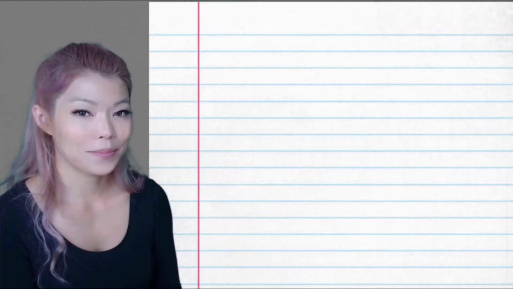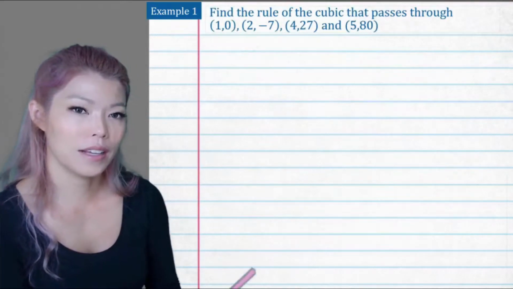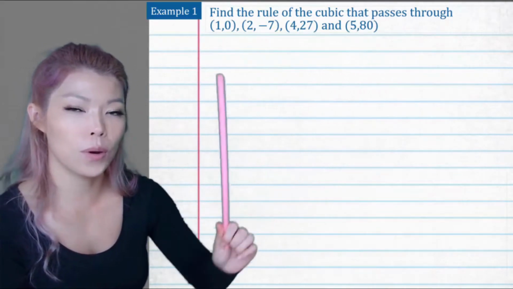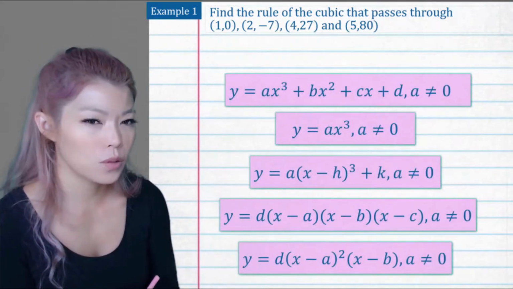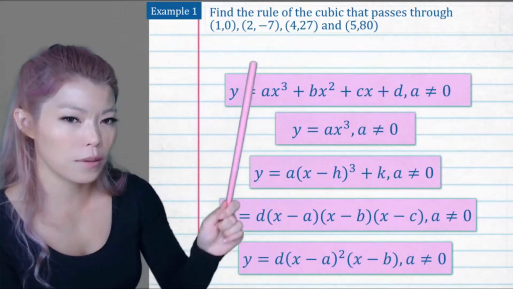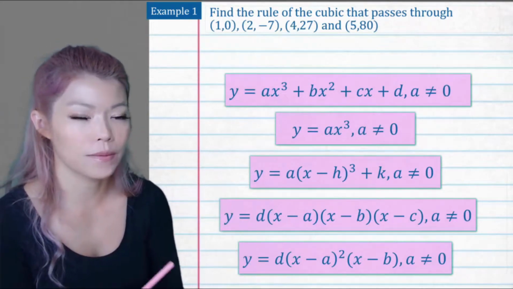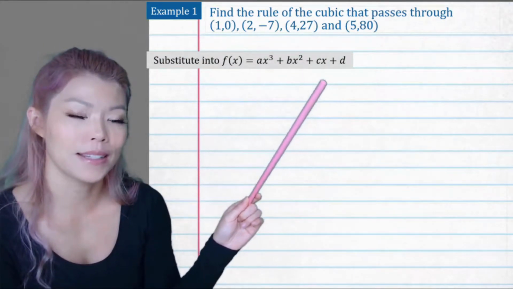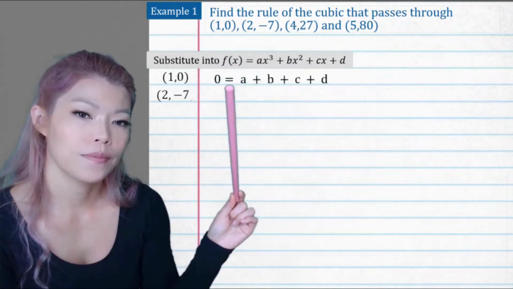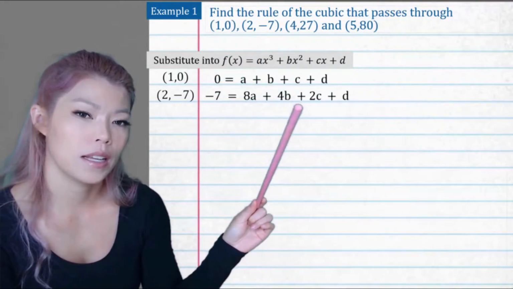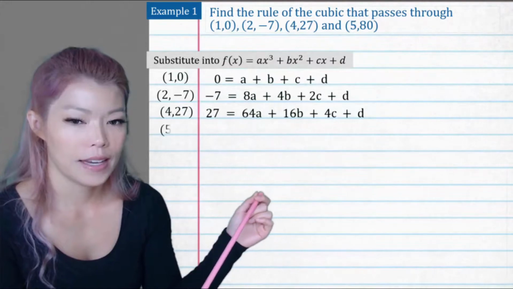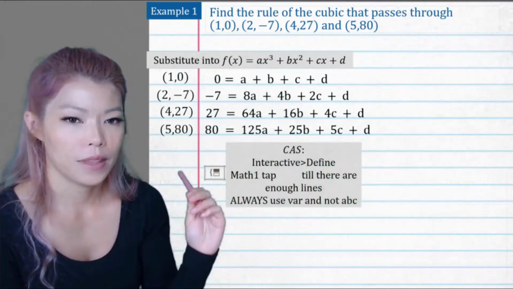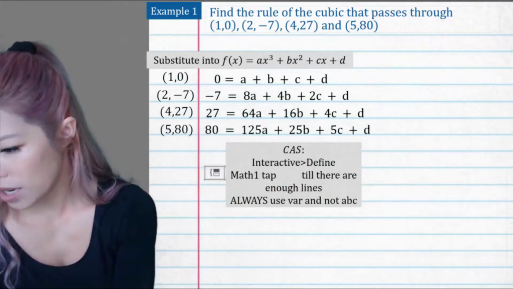Let's try this. So example 1: find the rule of a cubic that has these 4 points. So 4 points, which of these would you use? If it's just 4 random points, I would use the first one. So here we have ax cubed plus bx squared plus cx plus d. Plug in each of them, and as I plug it in, I would get these equations. And it's a good idea to use the CAS right now and plug it all in. And then in CAS, I will show you how to do it.